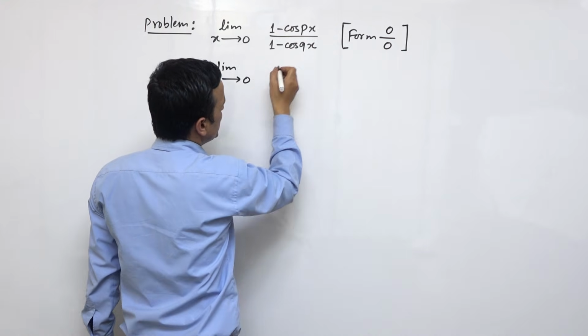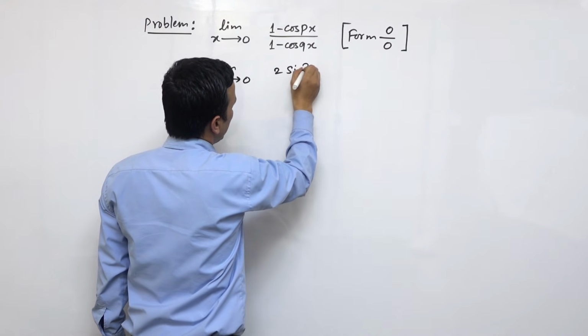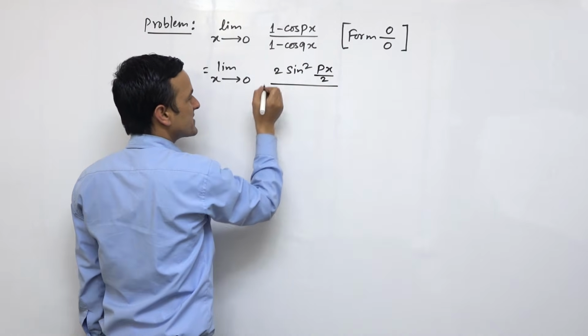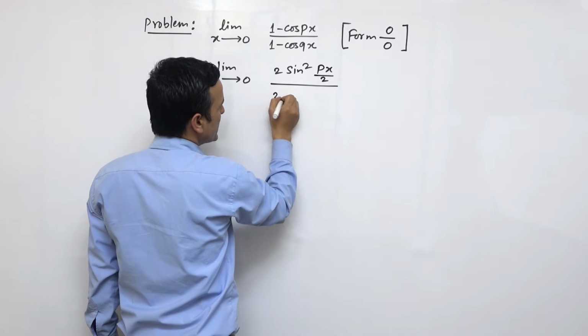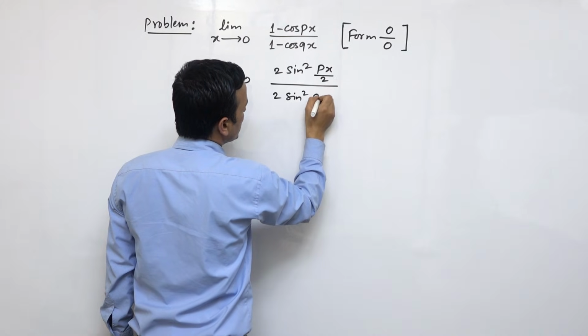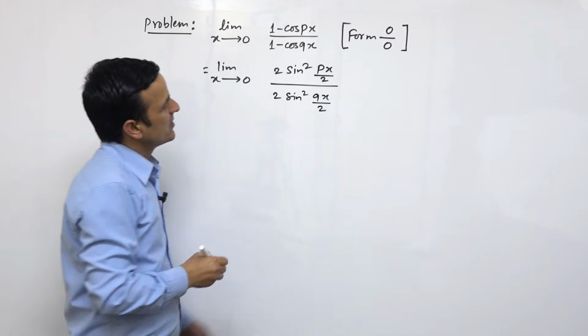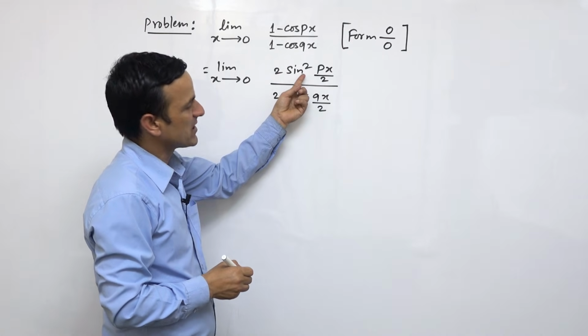1 minus cos px means it is 2 sin square px divided by 2, and this is the formula. Its formula is 2 sin square qx by 2. So this is the formula. यो फर्मुला कसरी आयो, यहाँबाट यो फर्मुला कसरी बन्यो?